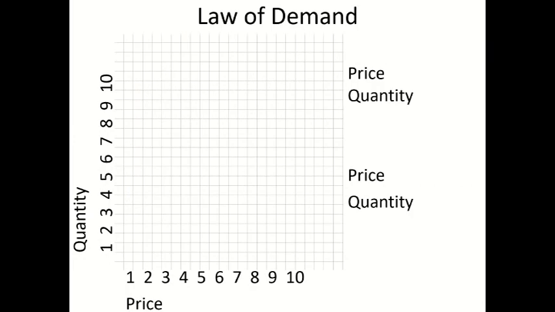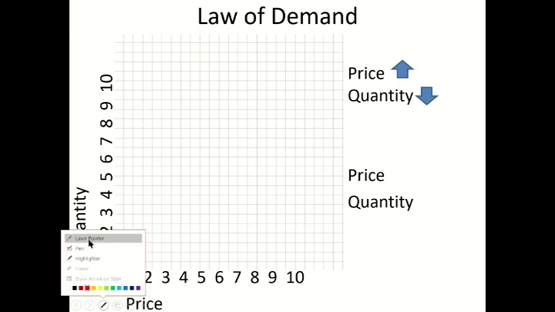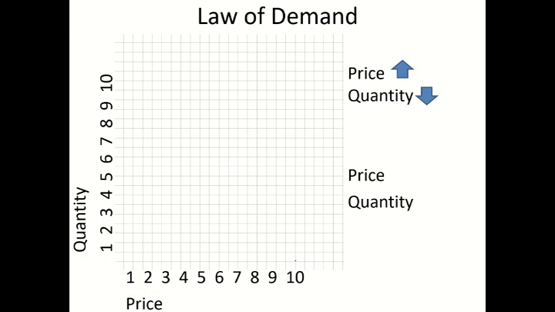Let's take a look at the law of demand. All right, so as price goes up, quantity goes down. So let's take a look at price. As price goes up, quantity goes down. So let me see if I can use a pen right here. Let's just go with a normal pen. So here's price going up and quantity is at 1. So we'll just go ahead and graph that real quick.